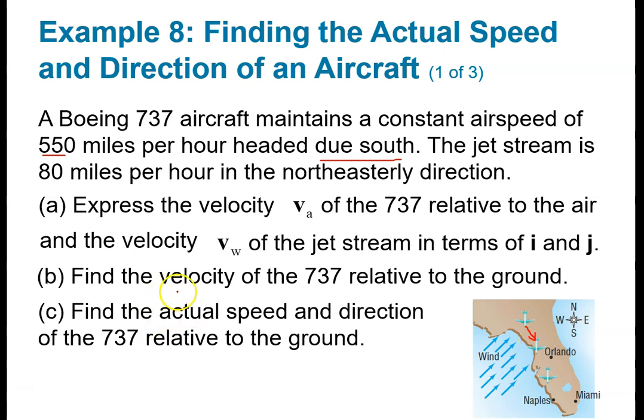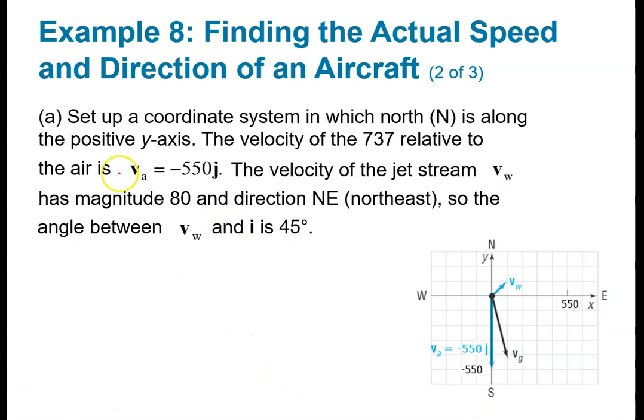So this is asking us to find what is that new vector, and then what's the magnitude of that new vector. So part A, there is our vector for the wind speed, because we're doing north and south on the y-axis, east and west on the x-axis. Negative 550 due south is going to be negative 550j for that vector.